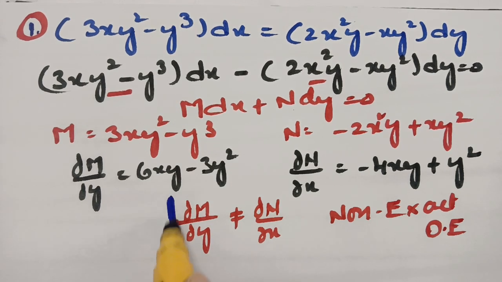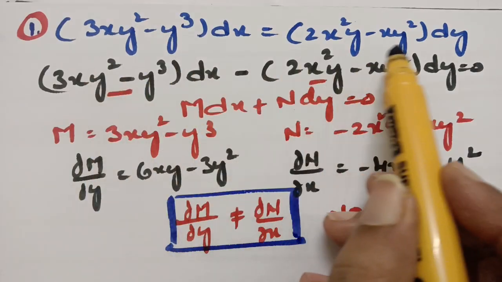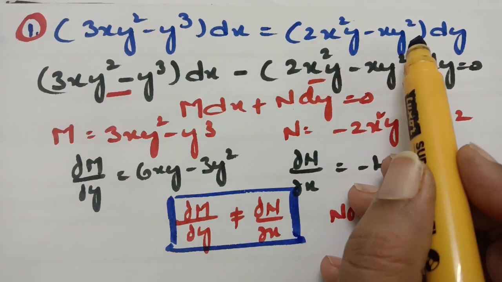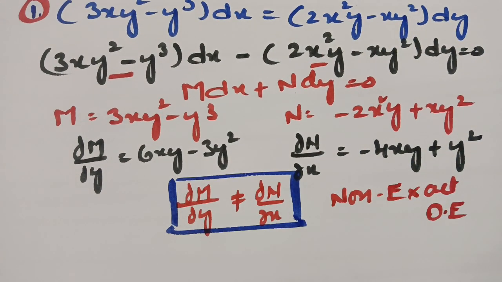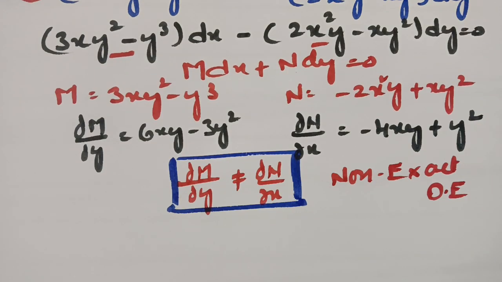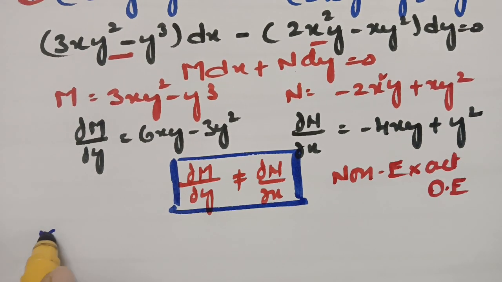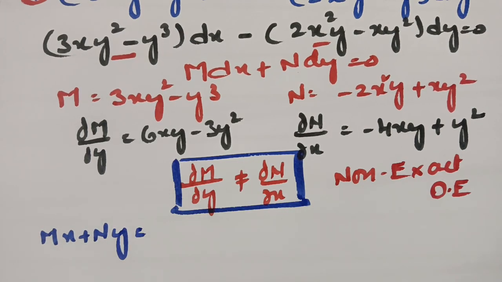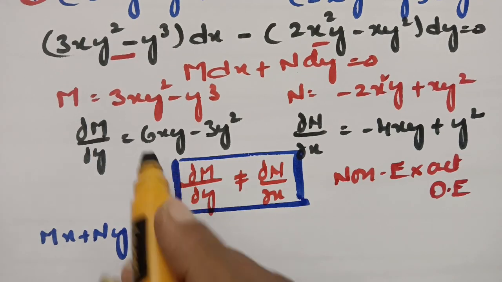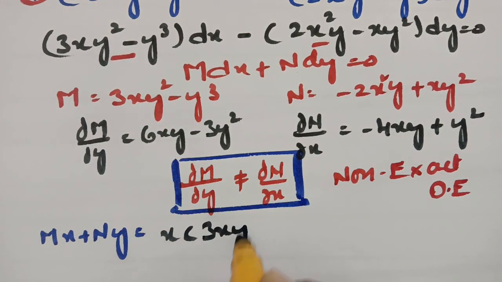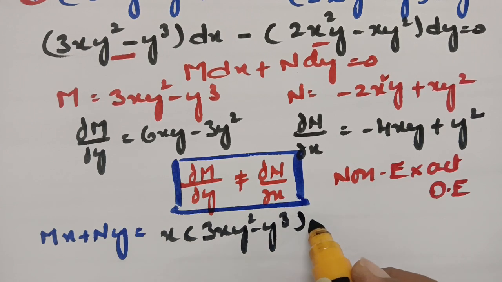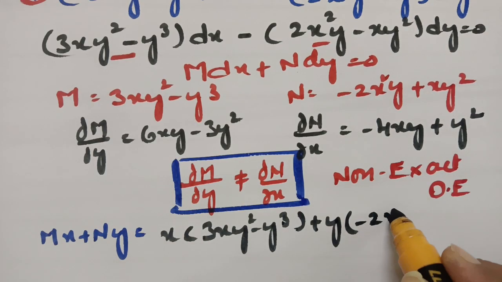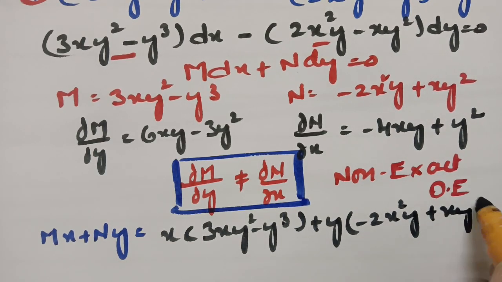If you observe the question here, throughout the variables are equally distributed. There are 3 variables here and 3 here. Therefore, I am going to choose the integrating factor 1 by (Mx + Ny). For that, I have to calculate Mx + Ny. This will be x times M, where M is 3xy² − y³, plus y times N, where N is −2x²y + xy².